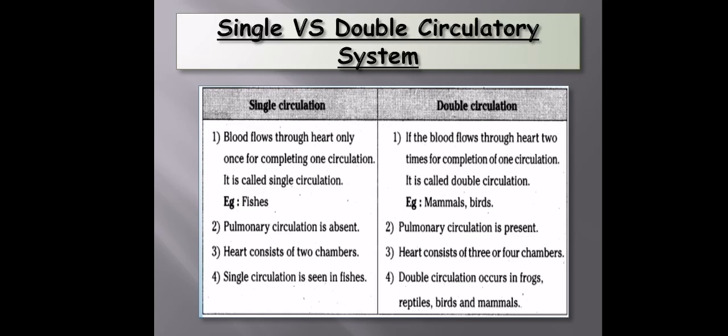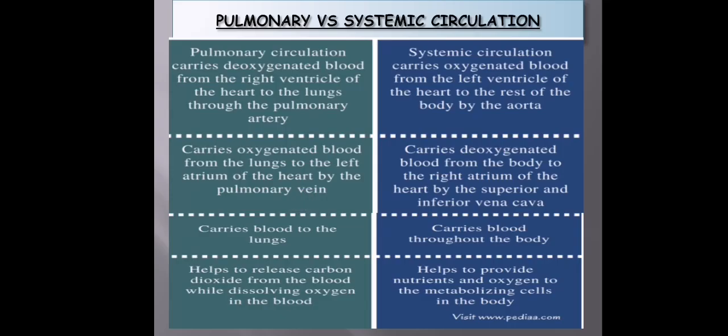Second difference is pulmonary circulation is absent in single circulation while it is present in double circulation. The heart consists of 2 chambers in single circulation while it consists of 3 or 4 chambers in double circulation. Single circulation is seen in fishes while double circulation occurs in frogs, reptiles, birds and mammals.